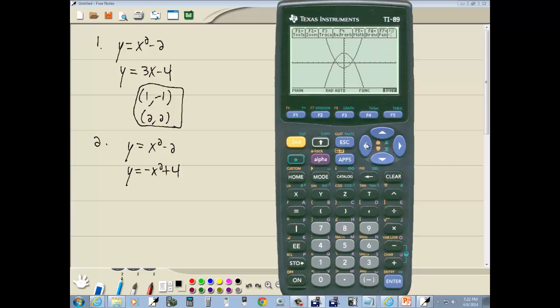For the lower bound, I want to move my cursor to the left of where I think the intersection is. Here's the intersection in terms of the x values. This is the left of it. So I'll do enter. For the upper bound, I'm going to do my right arrow until it's to the right of where the intersection is. That looks good, so we'll do enter. And that gives us negative 1.73.